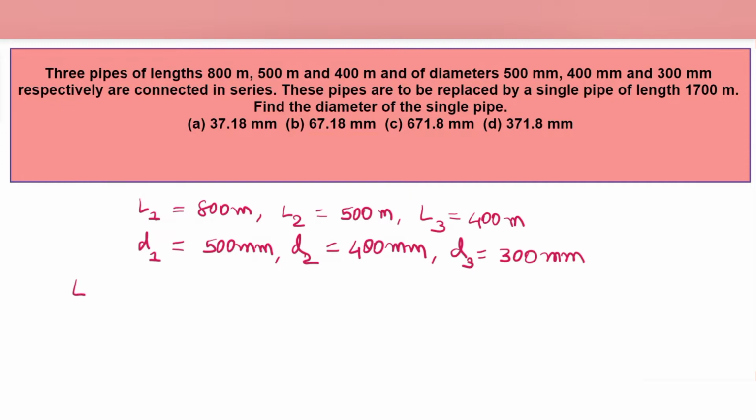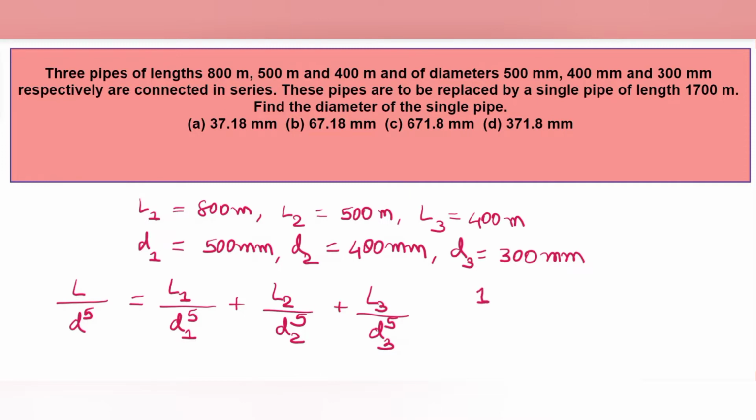We already know the equation for the length of the equivalent pipe when the pipes are connected in series, which we call the Dupuit's equation, which is L upon D raised to 5 is equal to L1 upon D1 raised to 5 plus L2 upon D2 raised to 5 plus L3 upon D3 raised to 5. Here we'll place all of these values, but D is in mm, so we'll have to write it in meter.